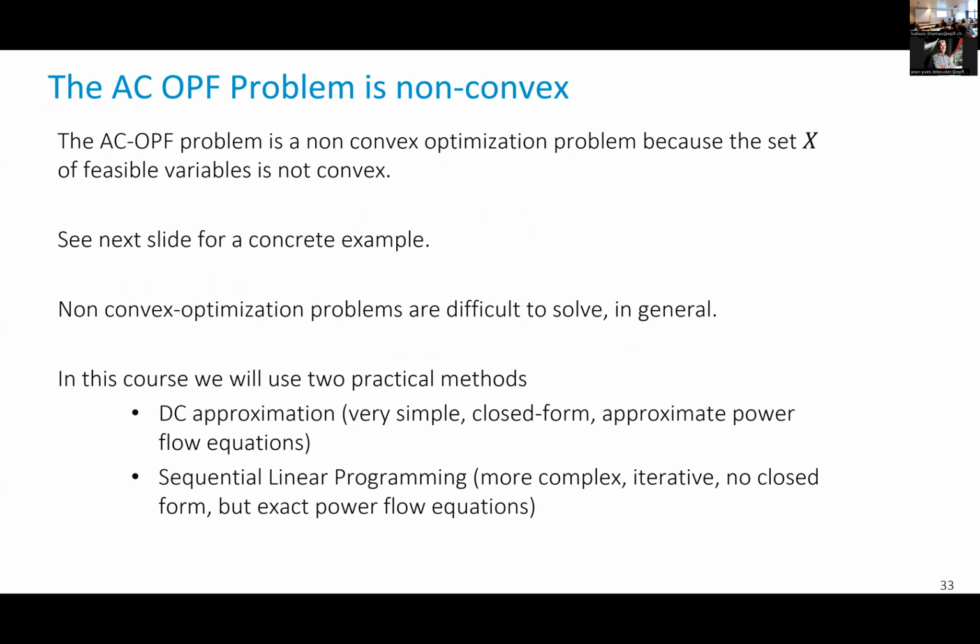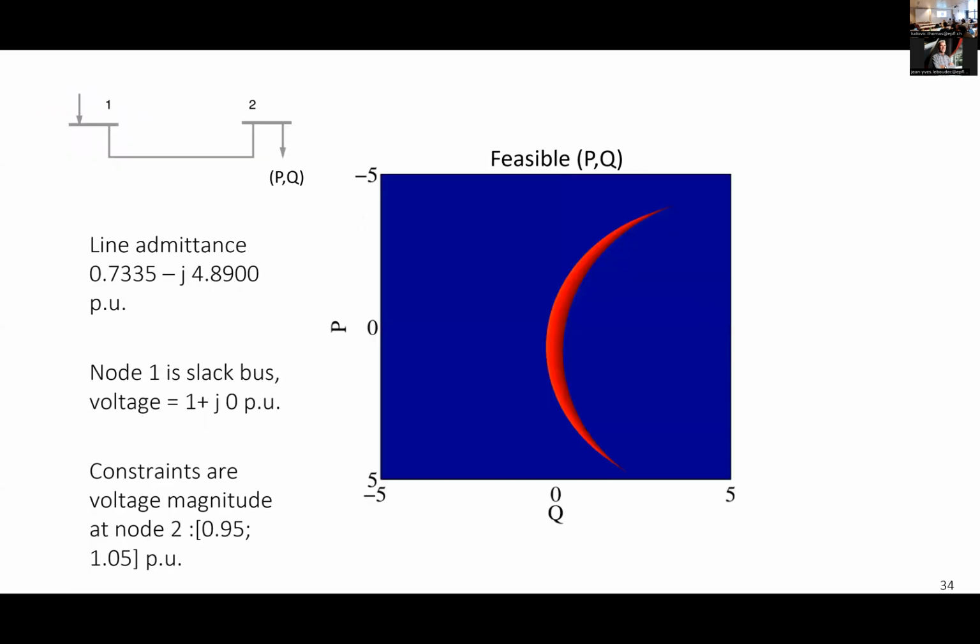The AC OPF problem, which is the original problem we have, is unfortunately non-convex here. And the reason is that the set of constraints is non-convex. Let me illustrate numerically with one example. This is the simplest grid. I have two buses, a slack bus and bus 2, and I assume that at bus 2, the only constraint I have is the voltage magnitude at node 2. I ask the question, what are the feasible power injection PQ values of injections at node 2, such that the voltage magnitude at node 2 is satisfied here.